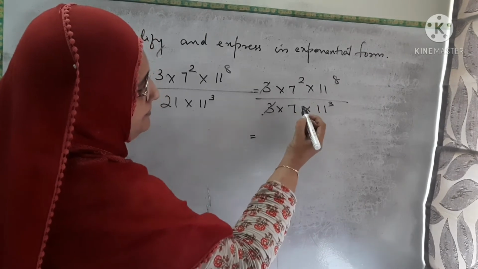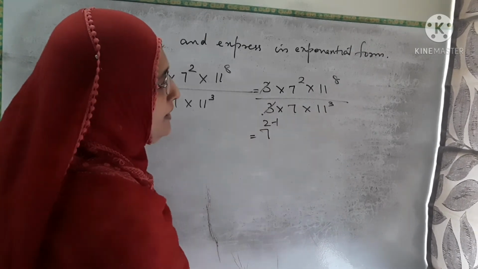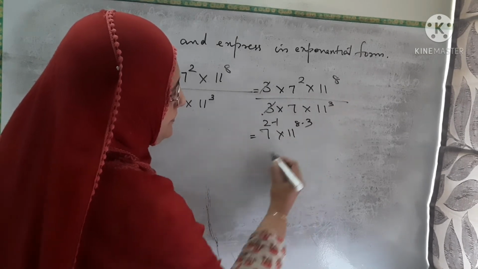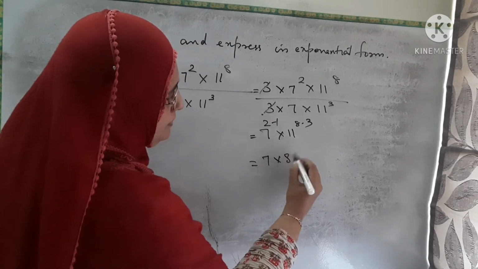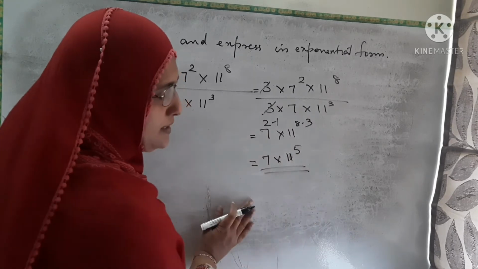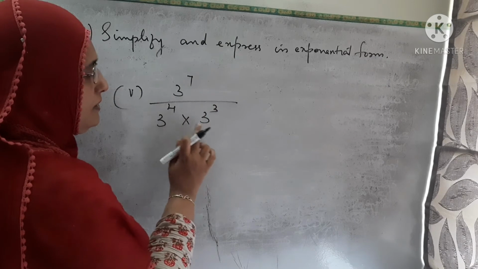Now next, 7 raised to 2 by 7, 7 raised to 2 minus 1, and into 11 raised to 8 minus 3. So this is 7 raised to 2 minus 1, 7 itself, into 11 raised to 5. That is the answer. Fifth one, 3 raised to 7 by 3 raised to 4 into 3 raised to 3.